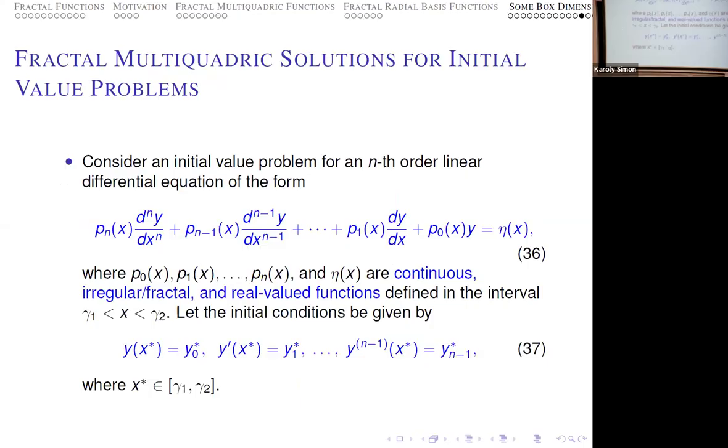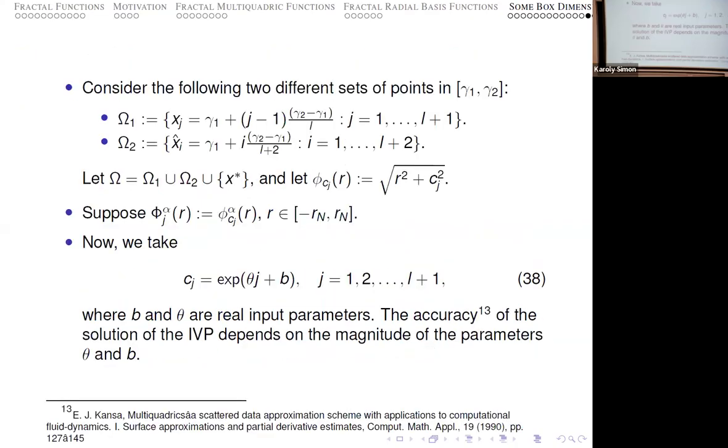And now I will show the application of these fractal multiquadratic functions in the solution of differential equations. Suppose you have a differential equation like this, with solution y, which is n times differentiable, but the nth derivative of this function may be a nowhere differentiable function, like the Weierstrass function or anything. So in that case, how do you get the solution of such a differential equation?